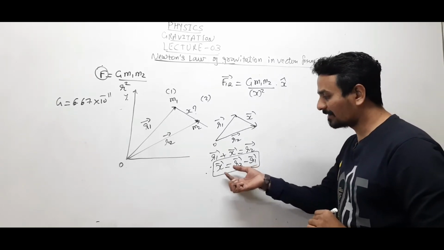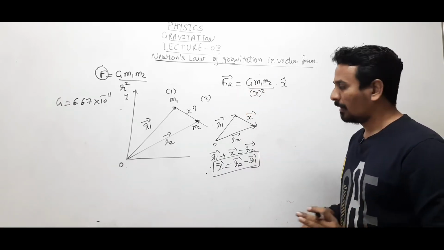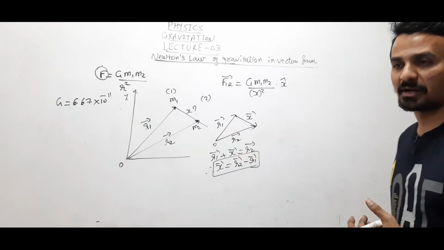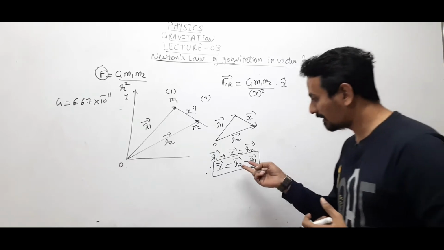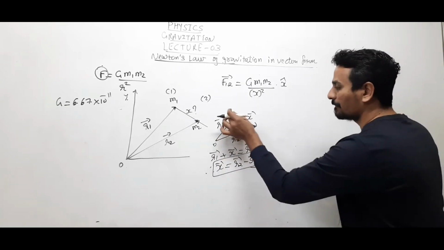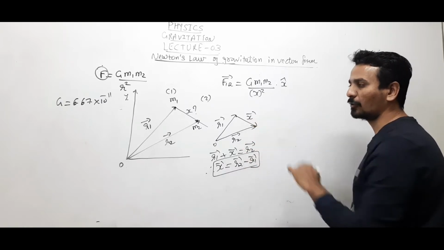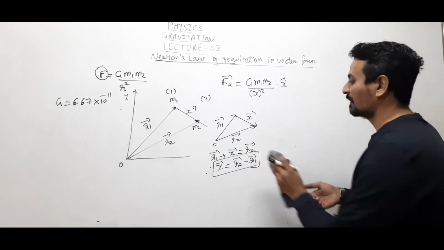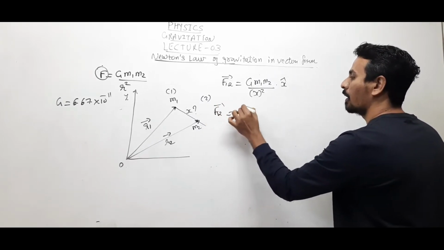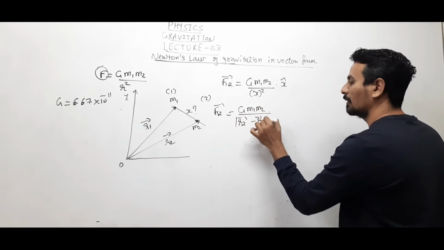Kindly do not memorize this, that if here it is 1, 2 then write it as r2 minus r1. No. Perform a vector addition and only then write this, because when you will be studying electrostatics, this will be r1 minus r2. So don't memorize this; perform vector addition and then find what x is. In the present case x is r2 minus r1, so substituting this, we'll have F12 equals G m1 m2 upon the whole square of r2 minus r1.